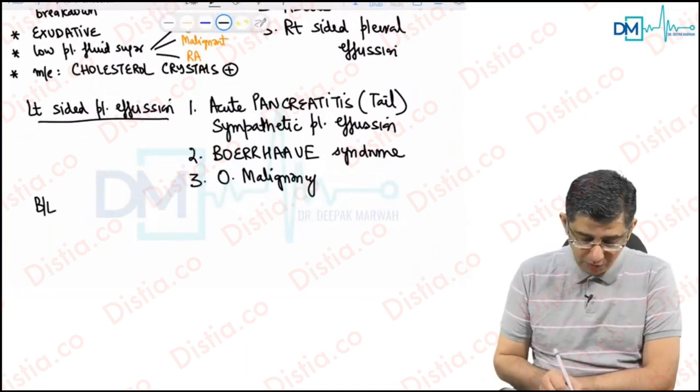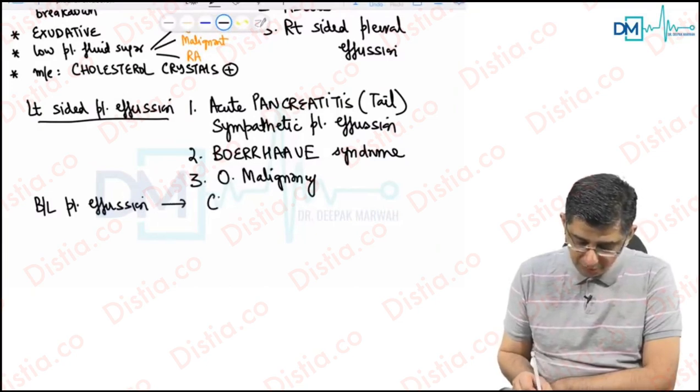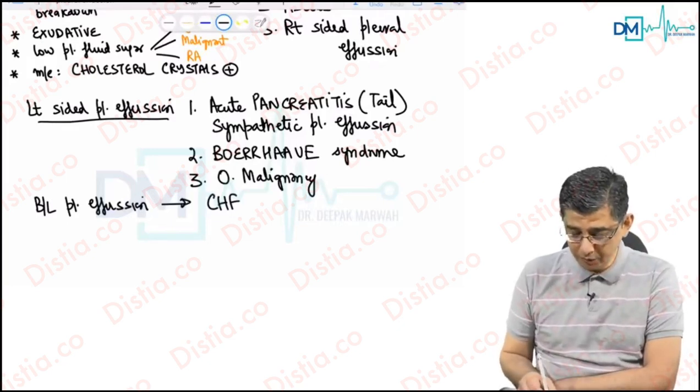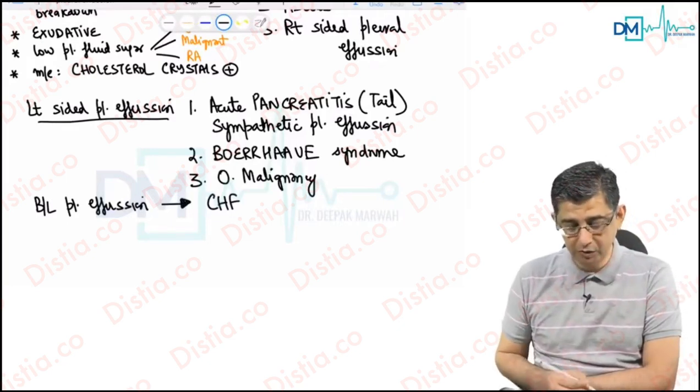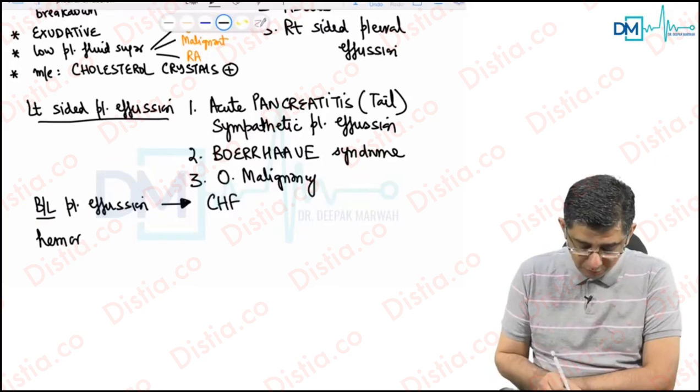Bilateral pleural effusion, I have already highlighted in the starting of this discussion. Bilateral pleural effusion is going to be heart failure and obviously other causes, but obviously transudative bilateral pleural effusion, heart failure is one of the important ones to be remembered. Then they can ask you regarding hemorrhagic pleural effusion.